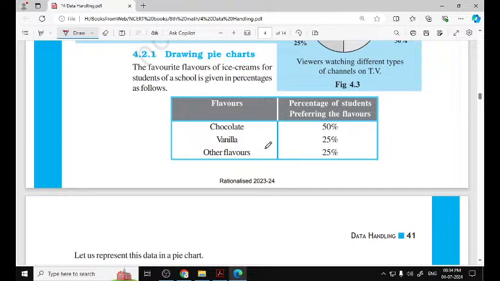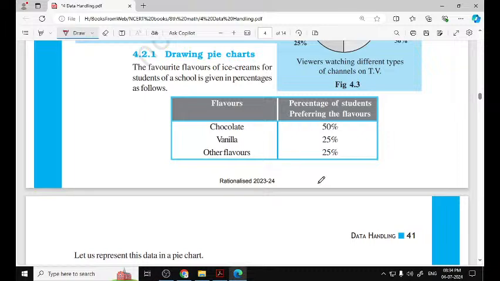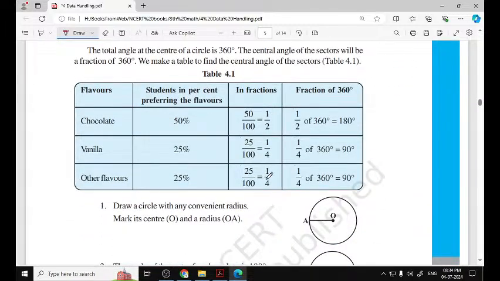There are flavors of ice cream and the percentage of students preferring the flavor. Chocolate is preferred by 50%, vanilla 25%, and other flavors 25%. Here, let us find out the fraction of the whole. 50% means 50 out of 100. So this fraction is 1/2. This is 25 out of 100, that is 1/4. So these are the fractions.